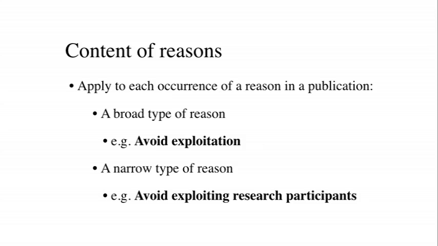For each publication, one needs to extract each occurrence of a reason and assign it to a broad type of reason, such as avoid exploitation, and a narrow type of reason, for example, avoid exploiting research participants. Types should be given short, self-explanatory names to keep lists of reasons accessible to decision makers. However, it isn't quite that simple.